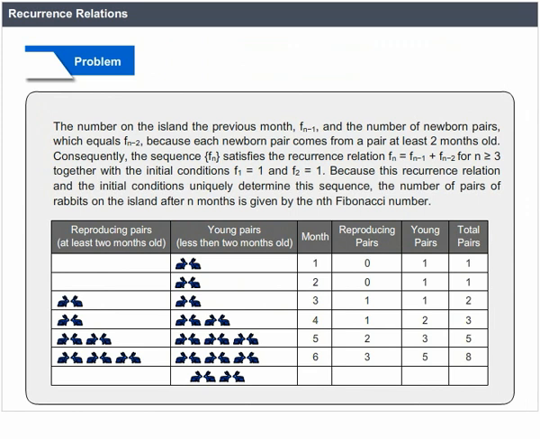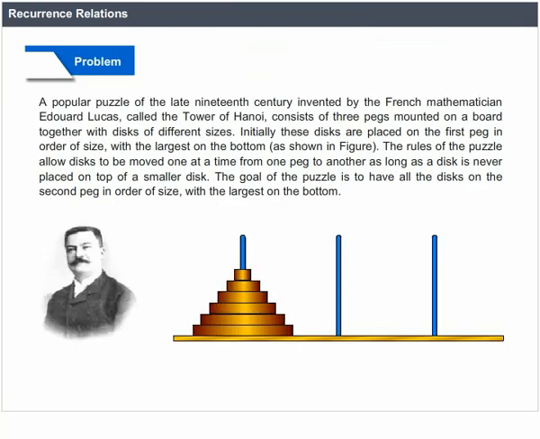A popular puzzle of the late 19th century, invented by French mathematician Edouard Lucas, called the Tower of Hanoi, consists of 3 pegs mounted on a board together with discs of different sizes. Initially, these discs are placed on the first peg in order of size, with the largest on the bottom, as shown in the figure. The rule of the puzzle allows discs to be moved one at a time from one peg to another as long as a disc is never placed on top of a smaller disc.